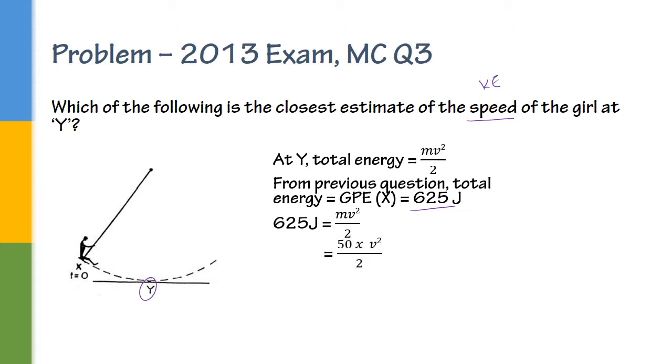So in this case, 625 joules is equal to mv squared divided by 2. Now putting in our value for mass being 50, our value becomes 50 times v squared divided by 2. Rearranging with basic maths means that v squared is equal to 625 multiplied by 2 divided by 50. And that gives us a v squared value of 25 and a v value of 5 meters per second. And that happens to be, if you're checking the multiple choice answers, multiple choice answer D.